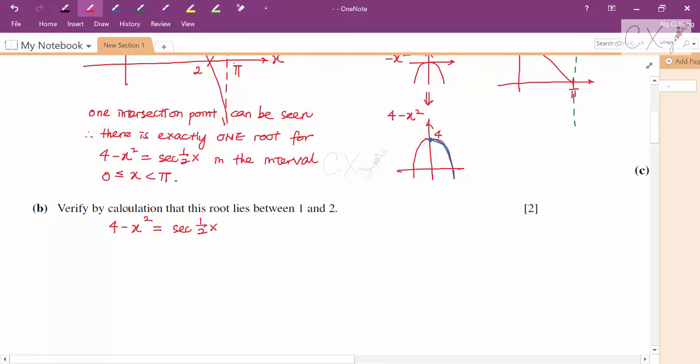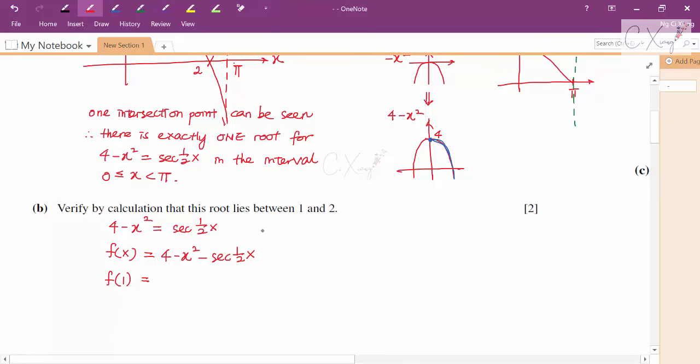And to verify by calculation, I need to change the equation to become a function where you have an option. Either you move all the terms on the left to the right, or you move all the terms from the right to the left, up to you. So for me, I'm going to move the secant half x over, becoming negative secant half x. Okay, so I want to prove that the root lies between 1 and also 2. So to prove this, I will substitute 1 into the function f.